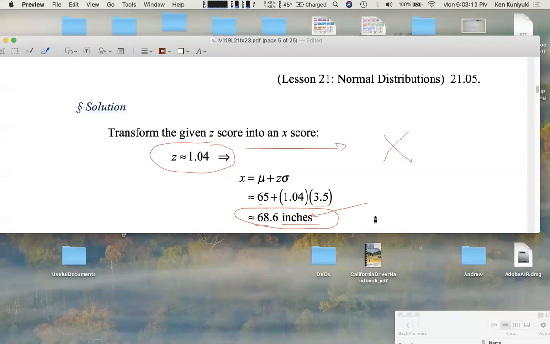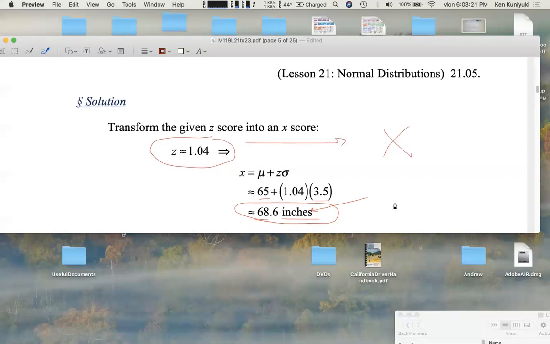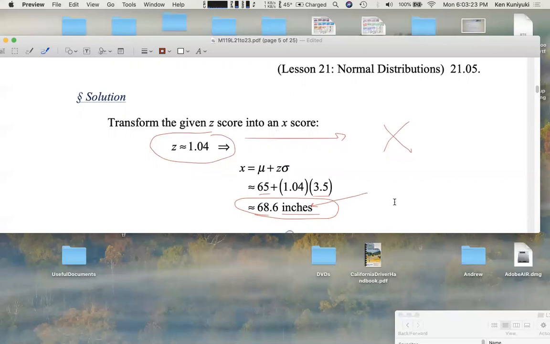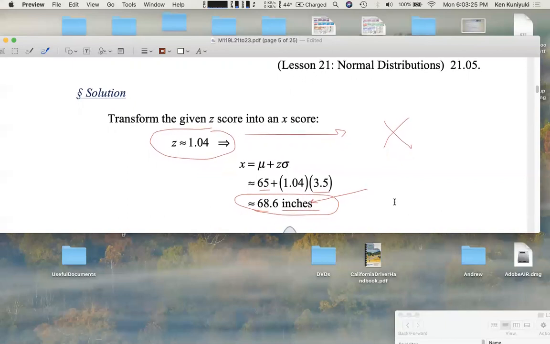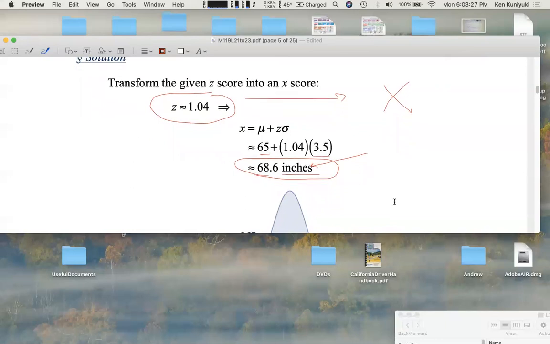You could even convert to feet. This would be 5 feet and 8.6 inches. Fairly tall. Remember, we're hiring for a basketball team. Although there is Mr. Bogues. He's fairly short, so you can also be short and be a good basketball player.